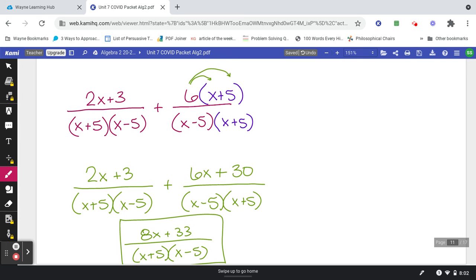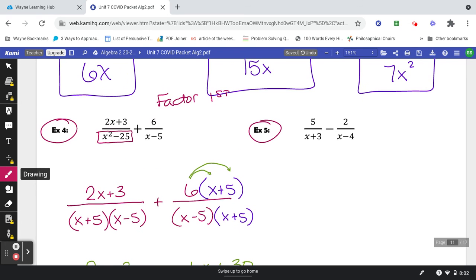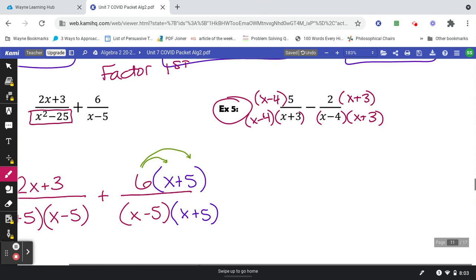Okay, let's take a look at the next one. It's very similar. This one, you are not going to factor because you actually don't have anything to factor here. So we still want to get these to be the same. So the only way to make these the same is to put an x plus 3 on this side and to put an x minus 4 on this side. Notice now your denominators. Both of them have an x minus 4 and an x plus 3 in them. So they are now common.